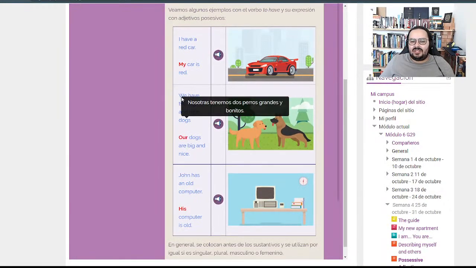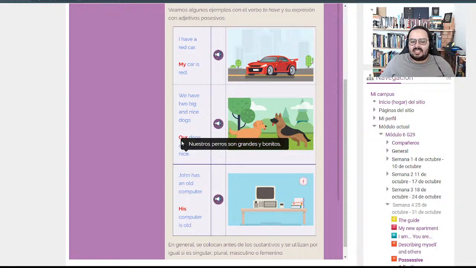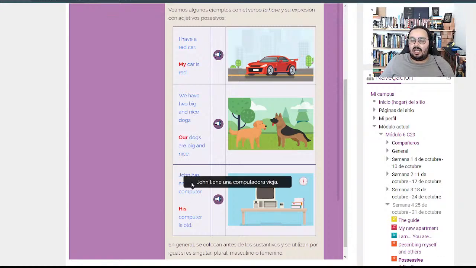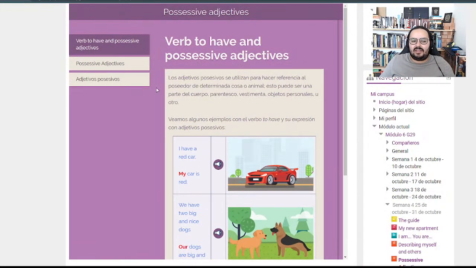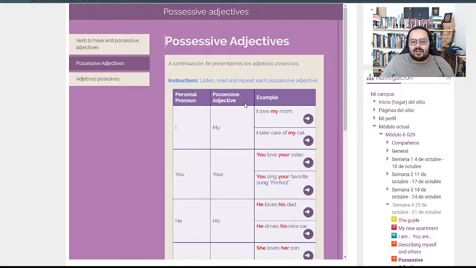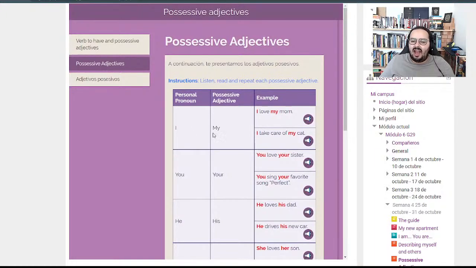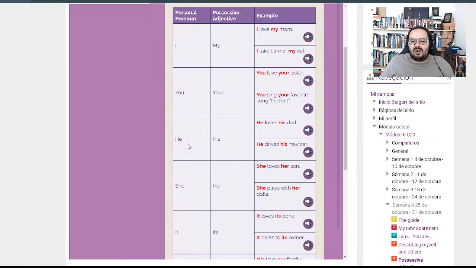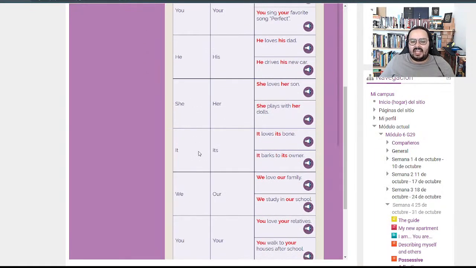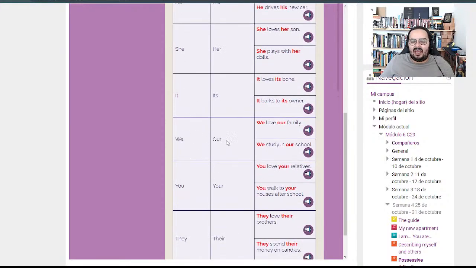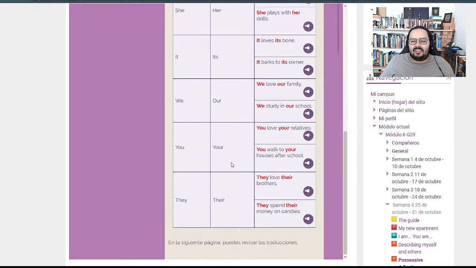Our dogs. If we use we, the possessive adjective is our. If we say John or he, the possessive adjective is his. And here we have a chart with the equivalent possessive adjective for each personal pronoun. Okay, for I, it is my; you, your; he, his; she, her; it, its; we, our; you, your; they, their.